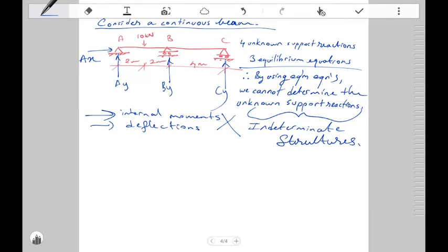Right? By using the equilibrium equations, we cannot determine all the unknowns. So, what do we do? I need additional equations. So, what else do I know about these structures? Related to the forces, I have only the equilibrium equations now.